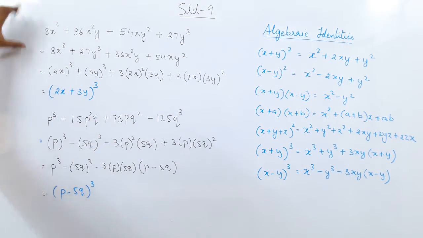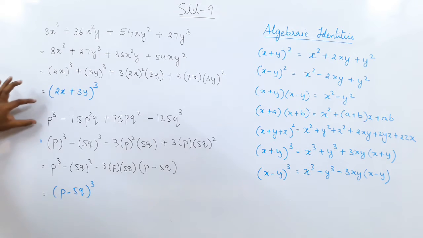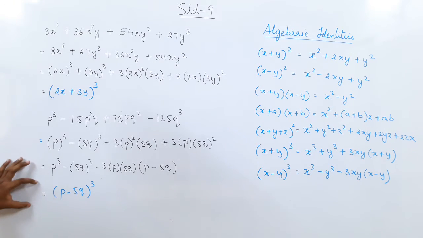When you expand, you get this. So expansion gives you this. So the factorization should give you back. The expansion of this gives you this. So the factorization will give it back.